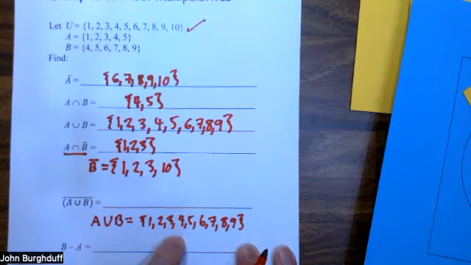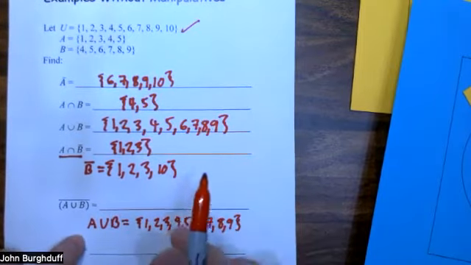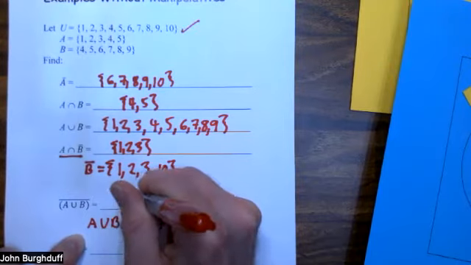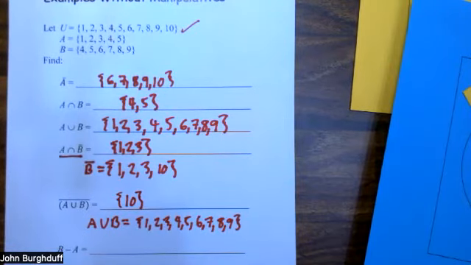So what's not in that set? What's left? What's not in here that is in the universal set? Well, nothing but the number 10. So we create that set.